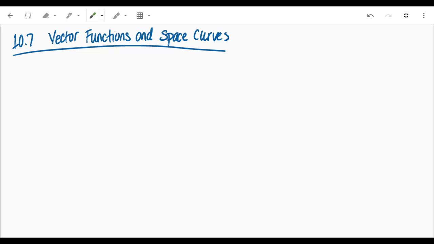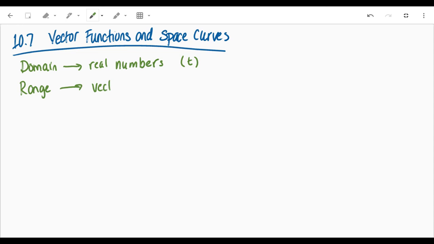But just remember here, when you have a vector valued function, your domain would be real numbers for us. And it's kind of like your parameter. We usually talk about your input as being t, okay? And then your range, or your output, is vectors, okay? Or your r of t, okay?